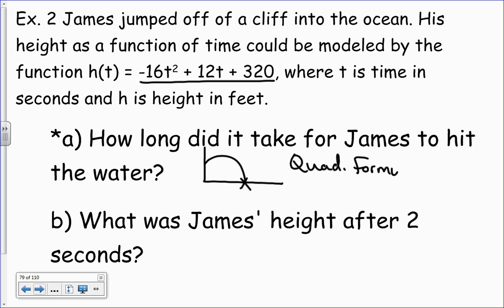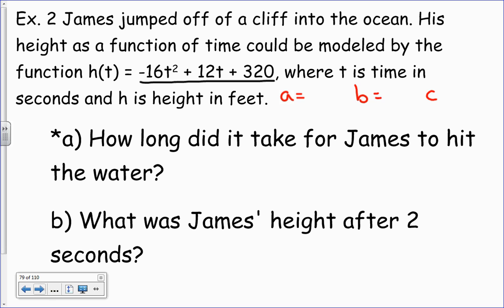Okay, this is one of those questions right here. Part A is asking you this. All right, he jumps from here, he's hitting the water right here. That's an x-intercept. So to solve this one, we need to use the quadratic formula. Okay, this is not asking us about h and k. It's not asking us about the highest point yet. All right, it's asking us where did he hit the water. Okay, so let's use our quadratic formula to figure that out.